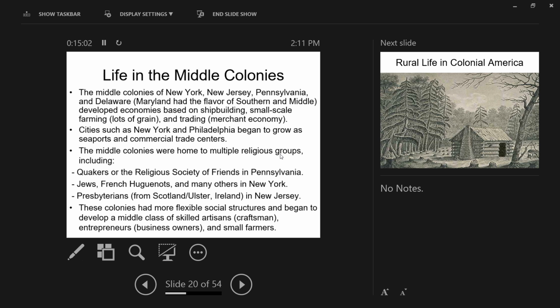The middle colonies were also home to multiple religious groups. Quakers were the Religious Society of Friends in Pennsylvania, Jews, French Huguenots, and many others in New York, Presbyterians in New Jersey. New Jersey also had a number of Anglicans. There's also another group I'm going to talk a little bit about later that settled in New Jersey. I'm sorry, they are going to be the Arminians. They're referred to as the Dutch Reformists. They go on to establish another early college in America, in New Jersey.